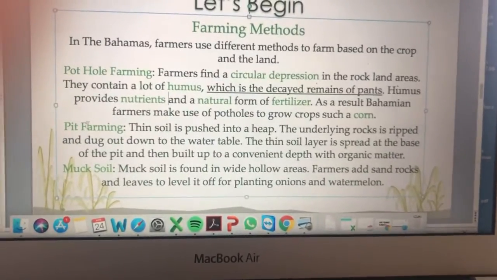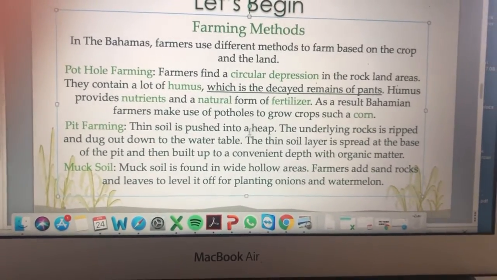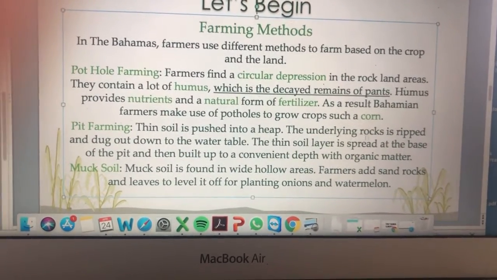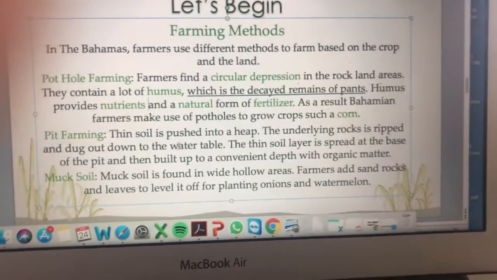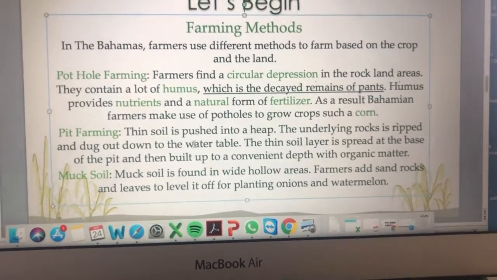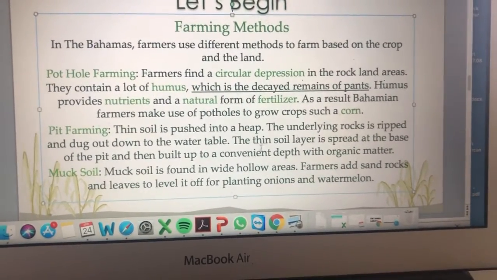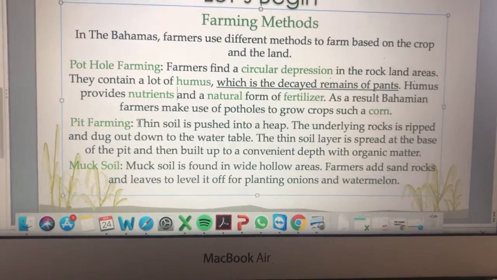Then we've got pit farming. Thin soil is pushed into a heap, and then the underlying rock is ripped and dug out down to the water table. The water table is that layer of water below the soil, okay? So we've got that, and it creates that depth with organic matter, okay? So you can make a note of that about pit farming.